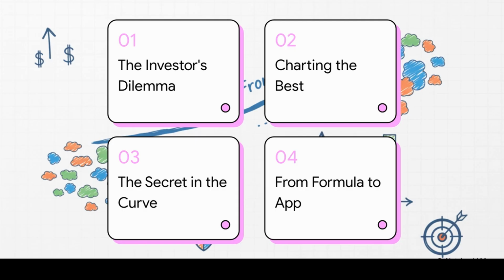So here's what we're going to cover. First, we'll start with the big problem every single investor faces. Then we'll actually chart out a visual solution to that problem. After that, we'll uncover the secret hiding inside that chart's curve. And finally, we'll see how this powerful theory goes from a complex formula to a simple app you can use.